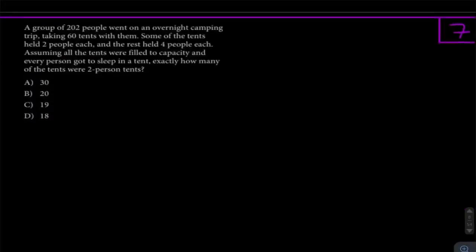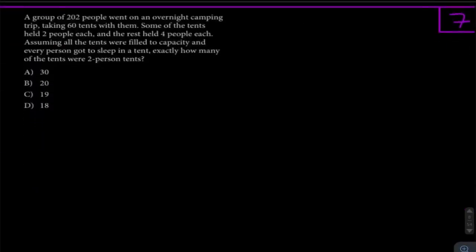On to question 7 here. A group of 202 people went on an overnight camping trip, taking 60 tents with them. Some of the tents held 2 people each, and the rest held 4 people each. Assuming all the tents were filled to capacity and every person got to sleep in a tent, exactly how many of the tents were 2-person tents?